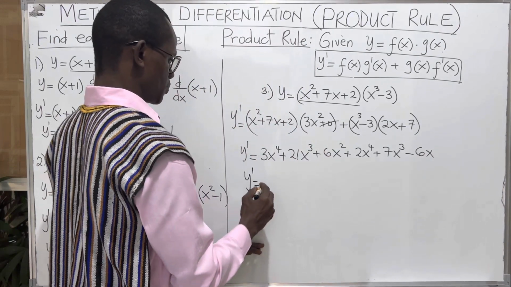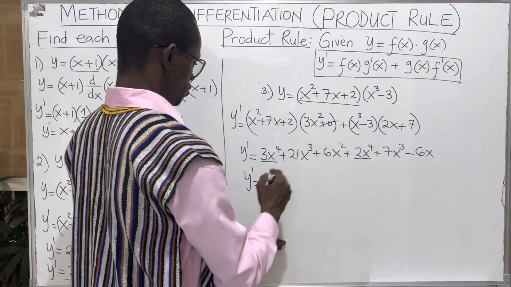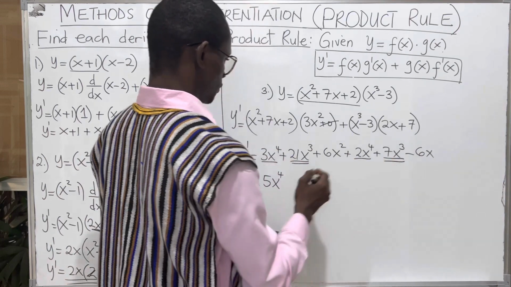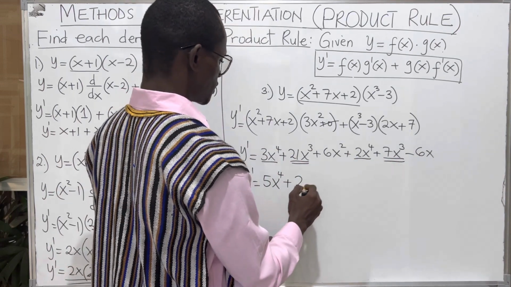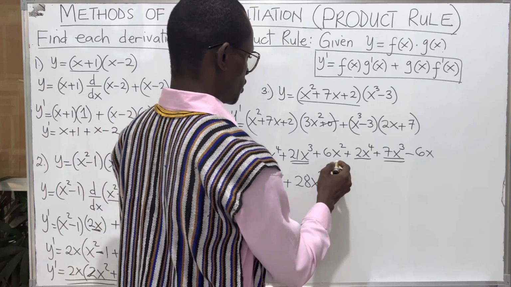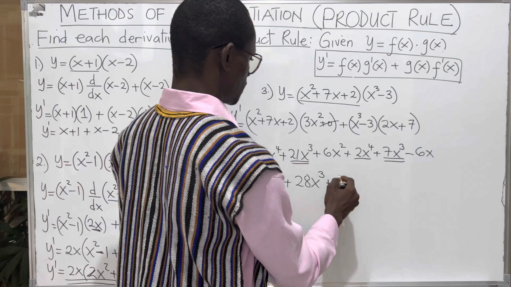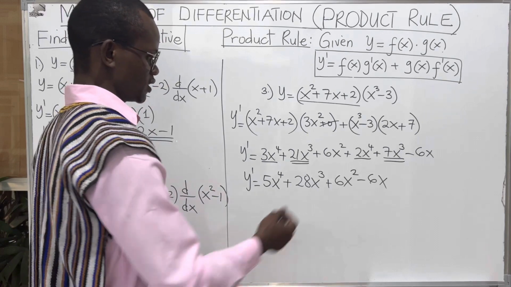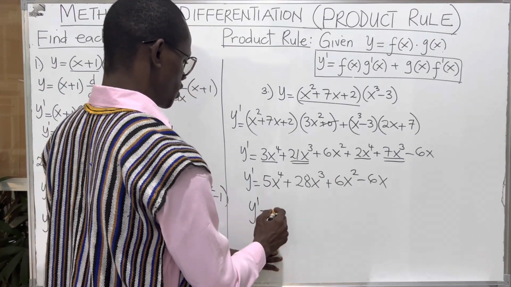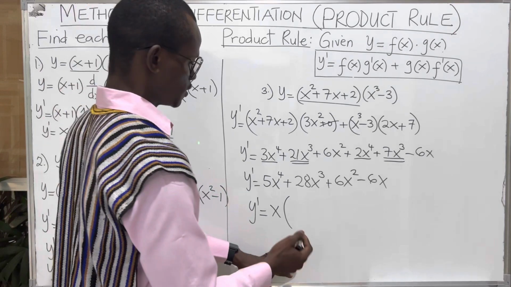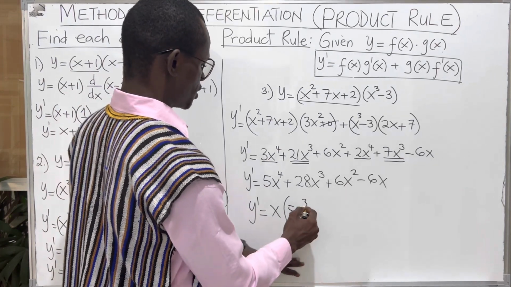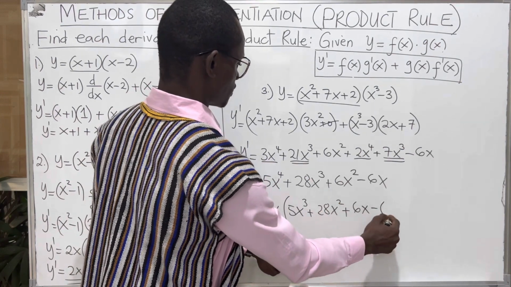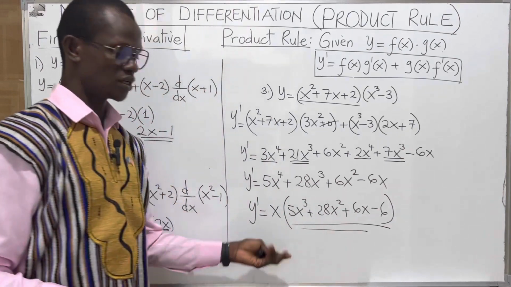So y prime now becomes, combining like terms, 5x to the 4th power, and 28x to the 3rd power. So this is now plus 6x squared minus 6x. If you like, you can factor out one of the x because x is common in all of them, but it doesn't make any real difference. So it's just 5x to the 3rd plus 28x to the 2nd plus 6x minus 6. It doesn't really make any difference, but that's it.